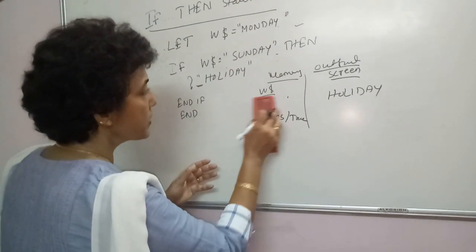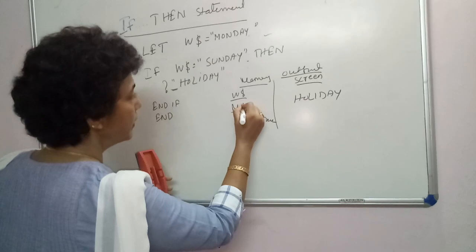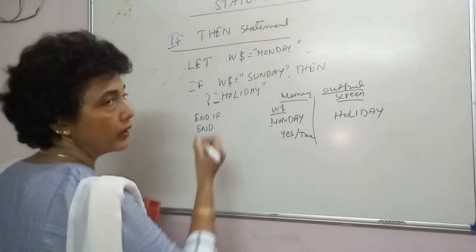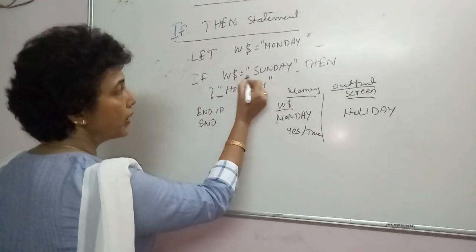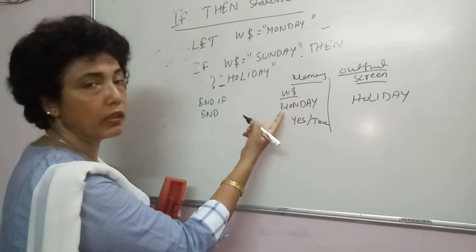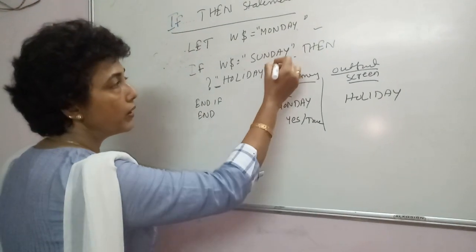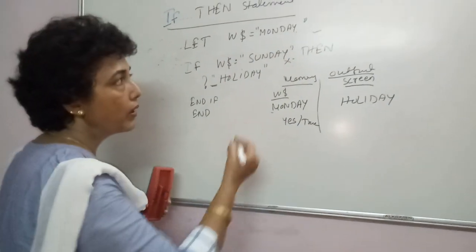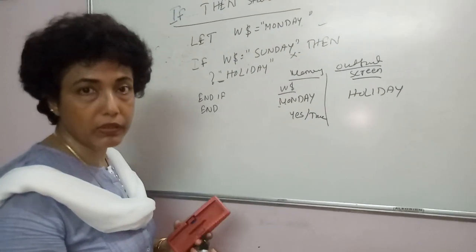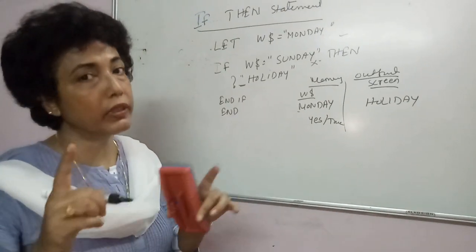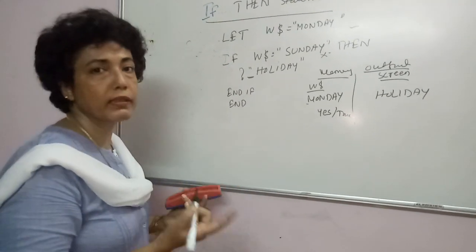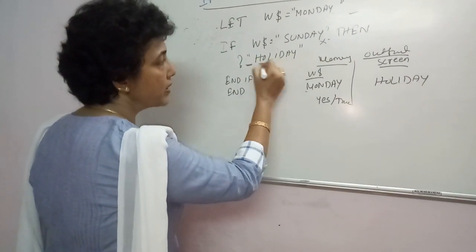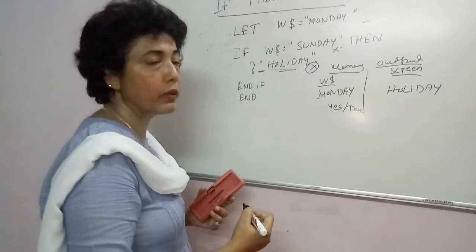Okay. Now instead of Sunday, $W will be storing Monday. Now let us check the condition with that. If $W is Sunday, no, because $W is storing Monday. So here the condition is becoming false. Because the condition is false, then part will not get executed, because the definition says if the condition is true, then part will be done. Otherwise it does not say anything.